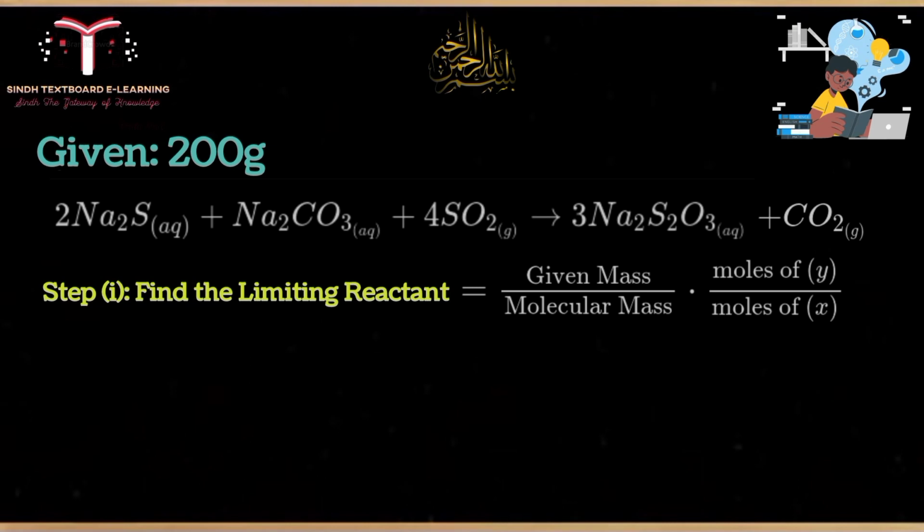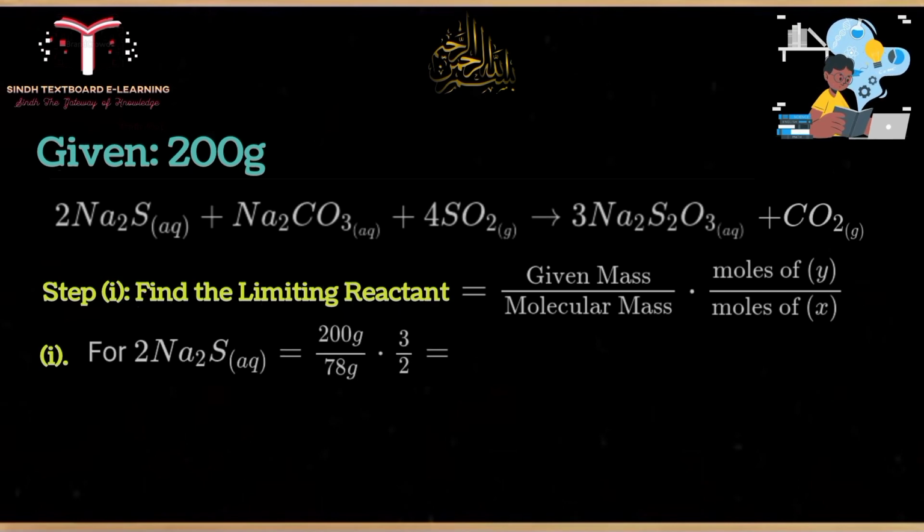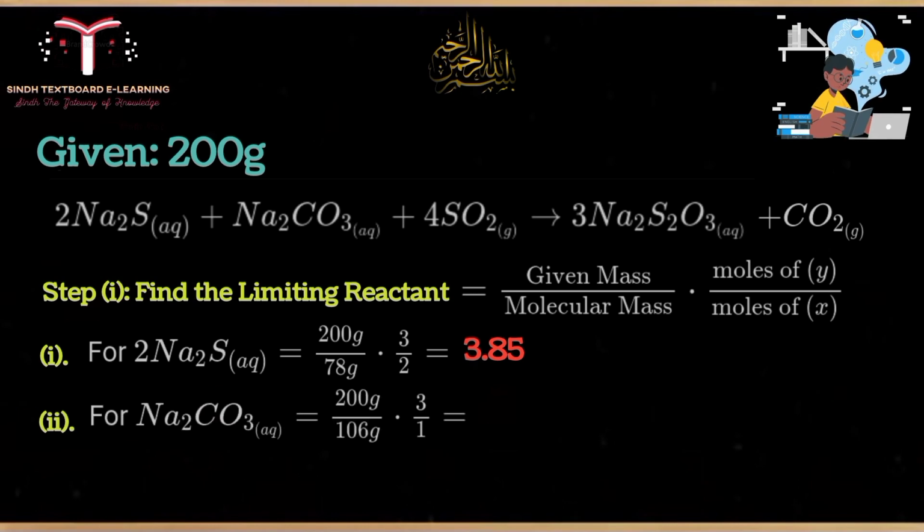Here is the formula: given mass over molecular mass, times moles of Y over moles of X. Here Y is the product and X is the reactant. First we take the reactant Na2S. The number of moles of Na2S is 200 gram divided by 78, where 200 is the given mass, times 3 divided by 2, where 3 is the moles of Na2S2O3 and 2 is the moles of Na2S. We get 3.85.